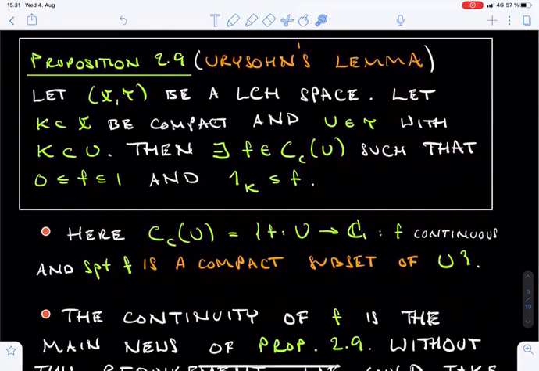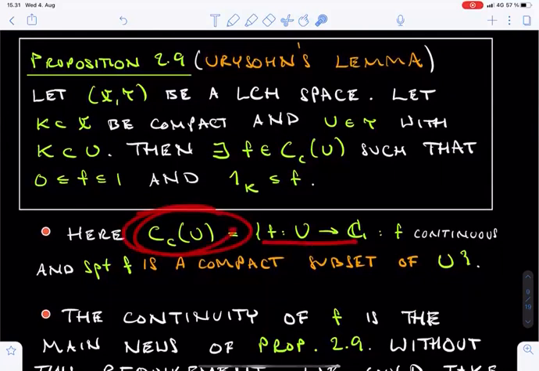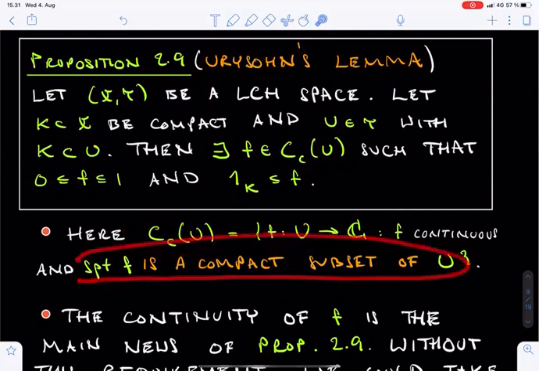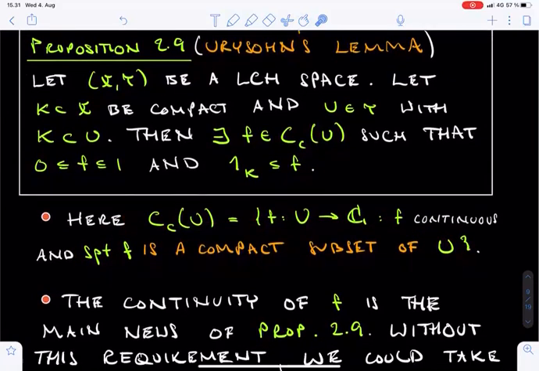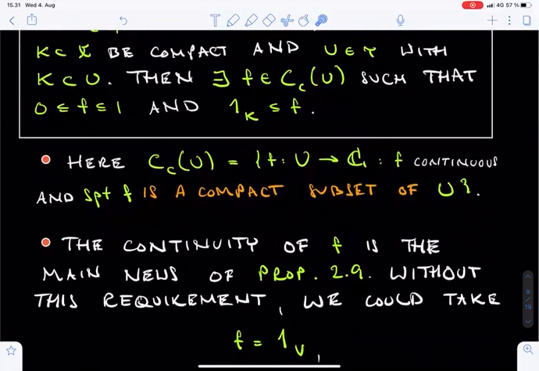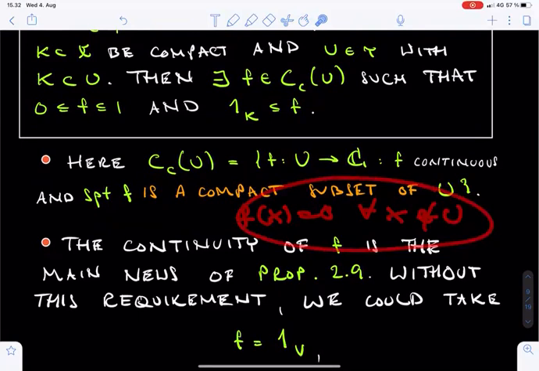Before starting the proof, let's go over some light preliminaries. First, the notation C_c(U) stands for all the complex valued functions defined in U, which are continuous, and whose supports are compact sets contained in U. We might as well have asked that the functions f here are defined on the whole space X, because every function in C_c(U) can be extended to a continuous function on X, simply by setting the values to be 0 outside U.